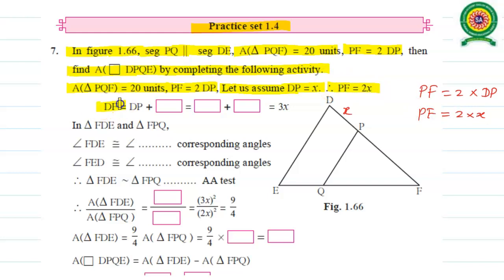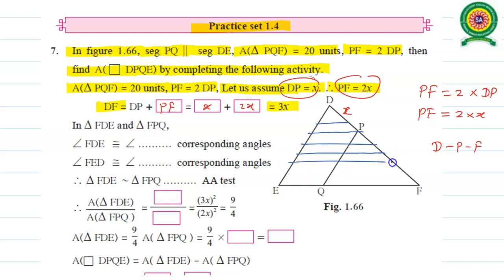So DF equals, now look at the DF. Once the points D, P and F are collinear, we can write DF equals DP plus PF. So DP value we have as X and PF value we have as 2X. X plus 2X, we are getting 3X. Now look at the triangle FDE, the overall blue shaded triangle, and the next triangle we have is triangle FPQ, that red shaded triangle.